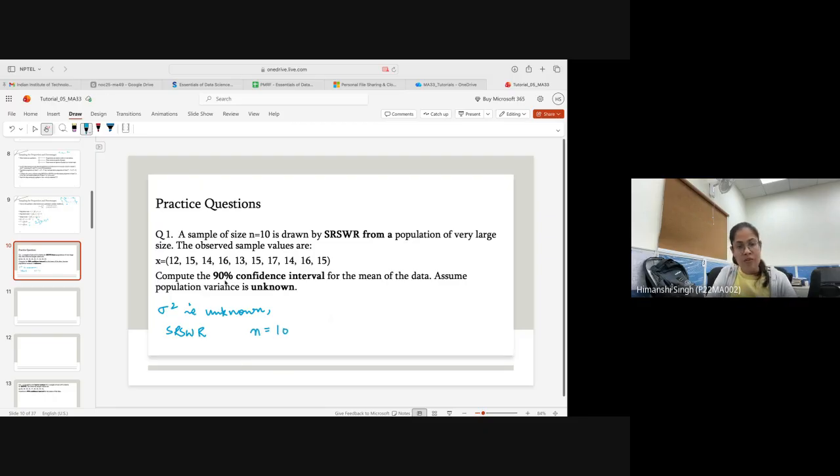So first of all, we have a 90% confidence interval. So 1 minus alpha is what?